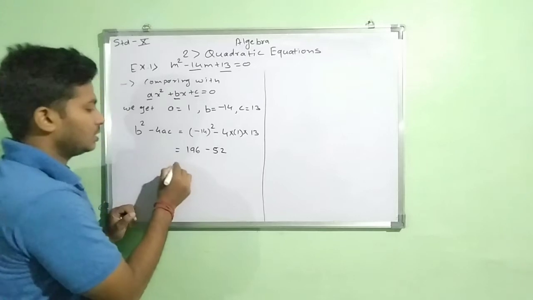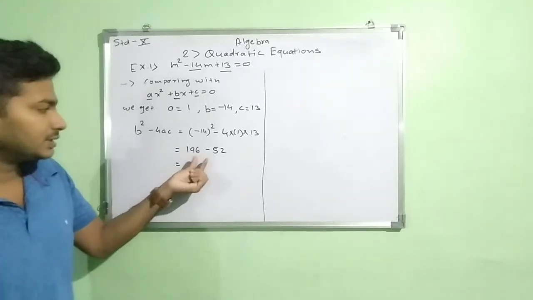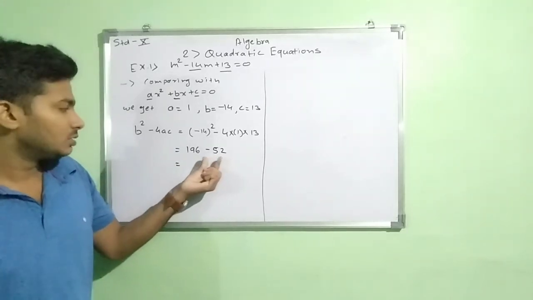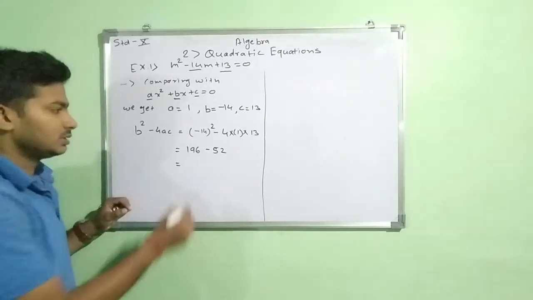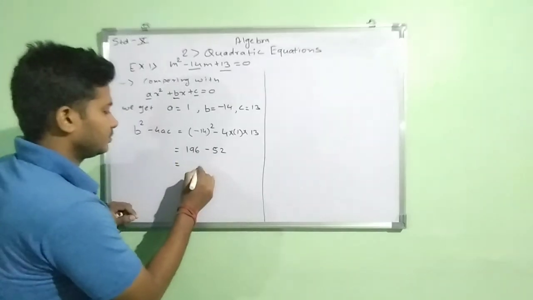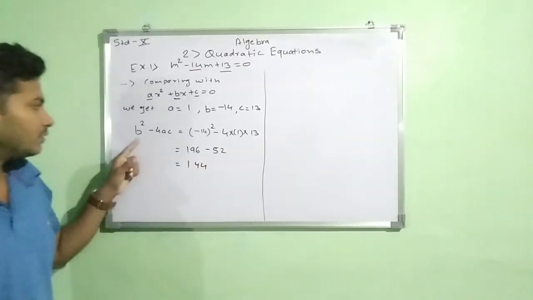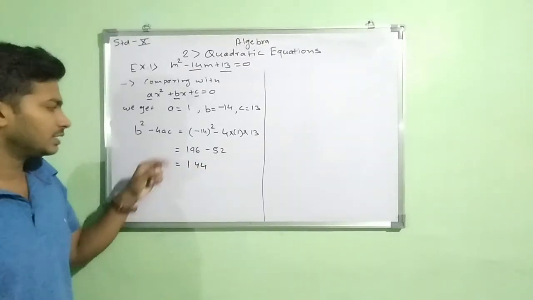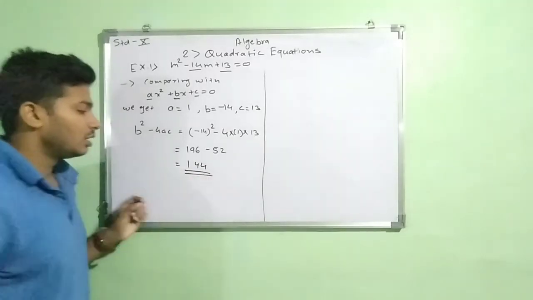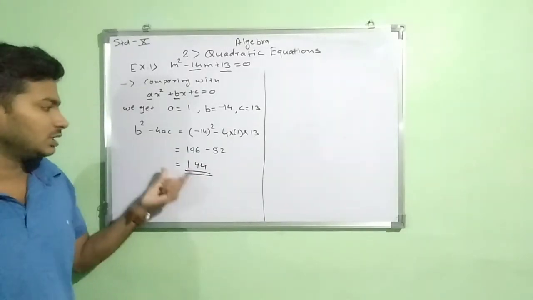Okay, so we got 196 minus 52. So now we have to do subtraction. So we got the value of b square minus 4ac as 144. Okay. Now we have to use that b square minus 4ac in our formula.